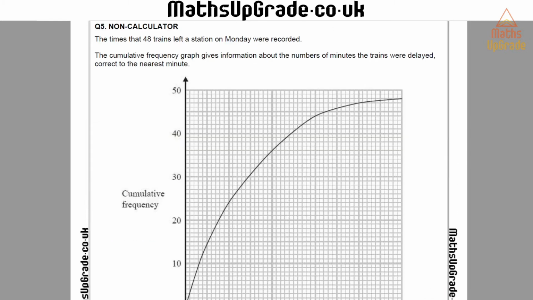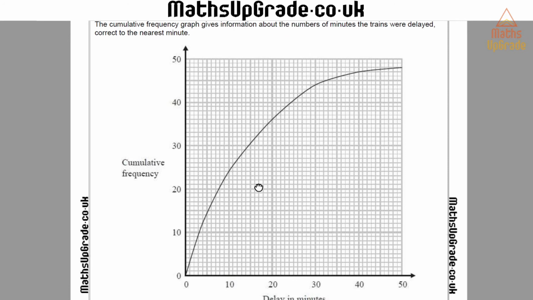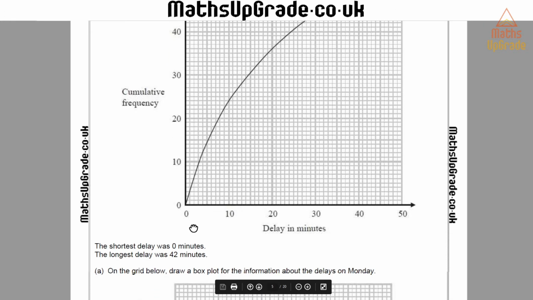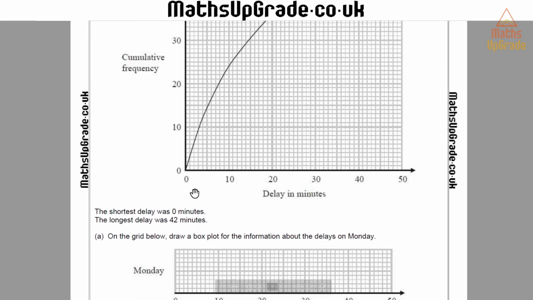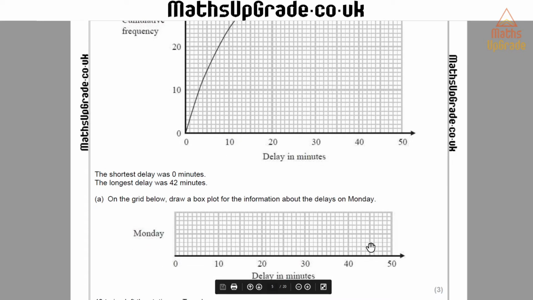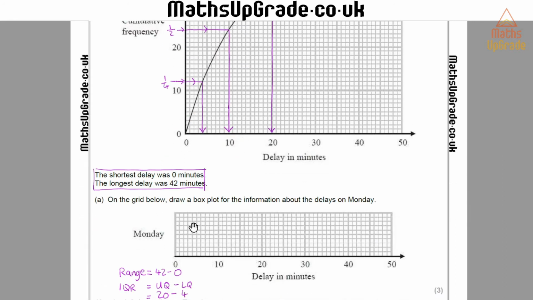In question 5, we're presented a cumulative frequency graph for the number of minutes trains were delayed. We're also told that the shortest delay was 0 minutes and the longest delay was 42 minutes. On the grid here, we need to draw a box plot for that information. So you can see the scales already drawn here for the box plot. So we need to identify the shortest and longest delays, which is here in this information here. So we can quite simply plot that as 0 and 42.